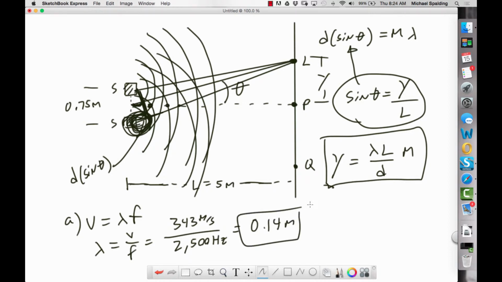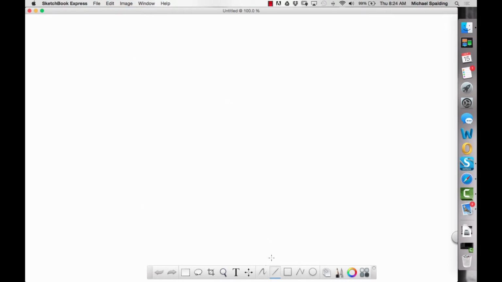Now, question B. The student moves. Okay, I've got to totally redo this. Set this up again. Speaker, speaker, over here. Here is point P, here is point Q. The student moves a distance y to point Q, like this, and notices that the sound intensity has decreased to a minimum, so this is going to be quiet. Calculate the shortest distance the student could have moved to hear this minimum.